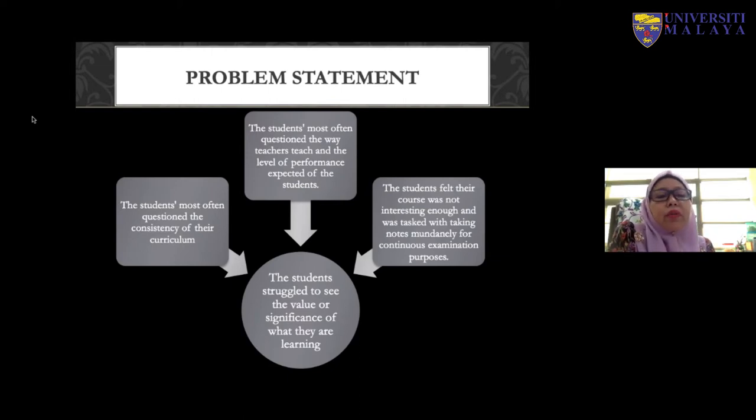So in general, based on the literature review, there are several issues highlighted by the researchers. One of the issues is that students most often question the consistency of their curriculum. Another issue is that students more often question the way teachers teach and the level of performance expected of the student. The third issue is that students felt their course was not interesting enough and were tasked with taking notes mundanely for continuous examination purposes. Therefore, it can be concluded that the main problem for teaching and learning is that students struggle to see the value or significance of what they are learning.